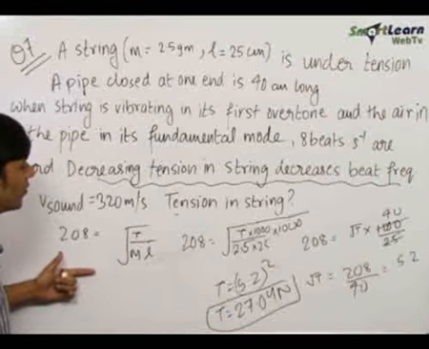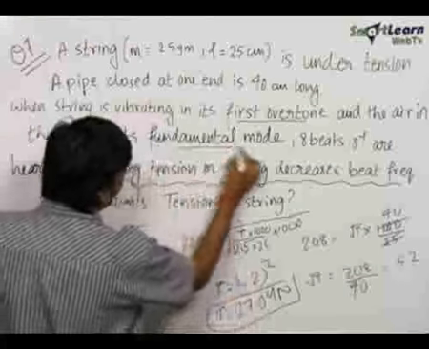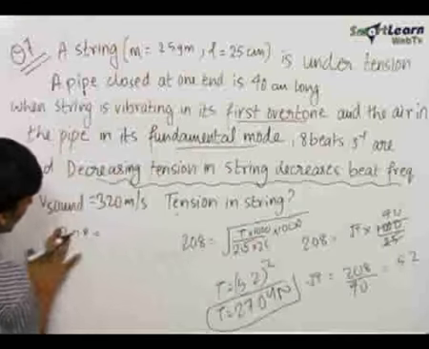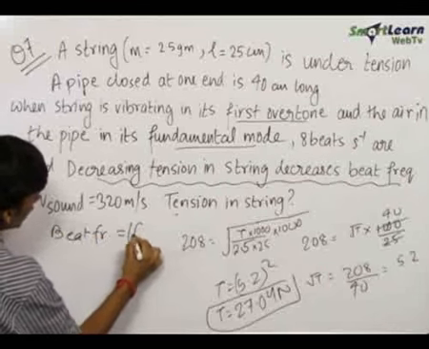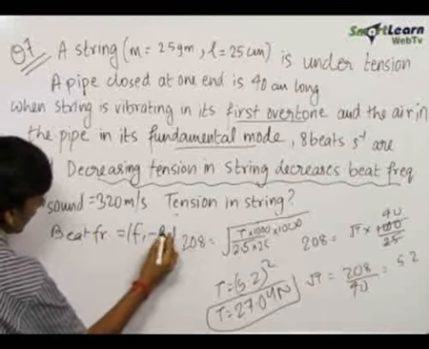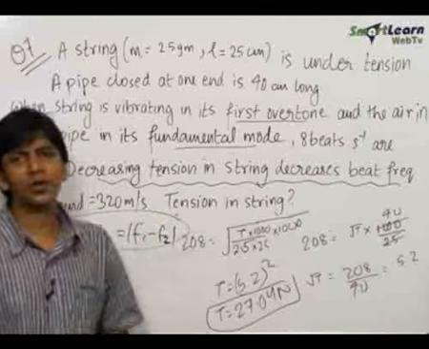So the important things we learned from this question were the meaning of overtone and the fundamental mode, and that the formula for beat frequency is modulus of f1 minus f2. If you forget the modulus, you may get the wrong answer. So the final answer comes out to be equal to 27.04 newtons.